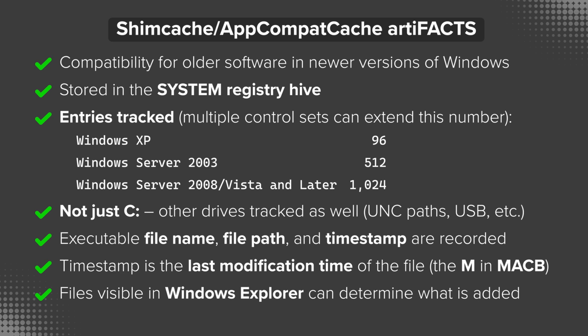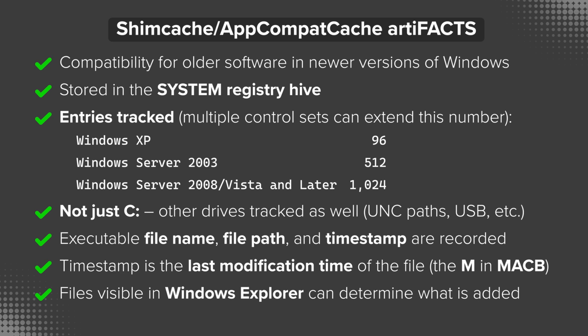Okay, as far as where is it stored? Well, that's going to be in the system registry hive. That's the location of Shimcache, in the system hive. And there is a maximum number of entries that can be tracked, depending on the operating system version. In Windows XP, we had 96 maximum entries within the Shimcache. In other words, 96 binaries that could be tracked. In Server 2003, that number increased to 512. In Server 2008 and later, the number increased to 1024, and that's still the case for modern Windows Server. And then in Vista and later, that number is also 1024. So that includes all the way up to Windows 11.